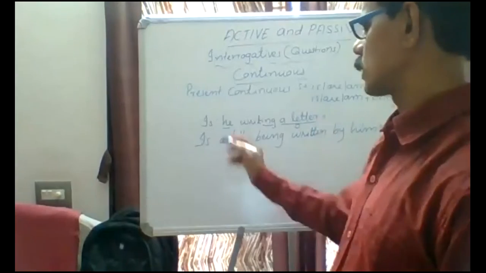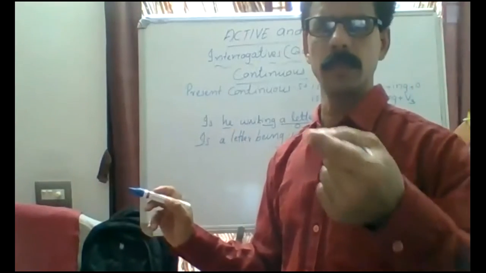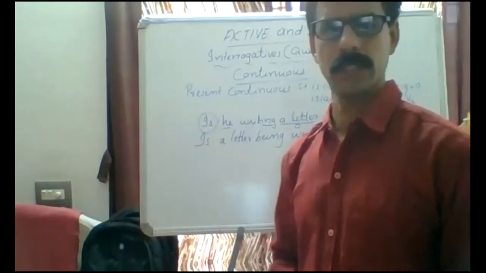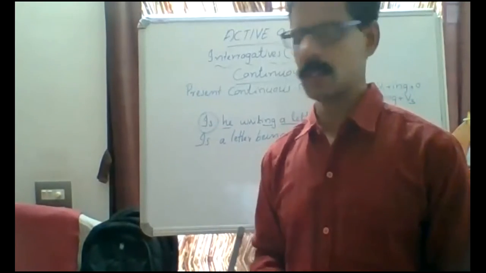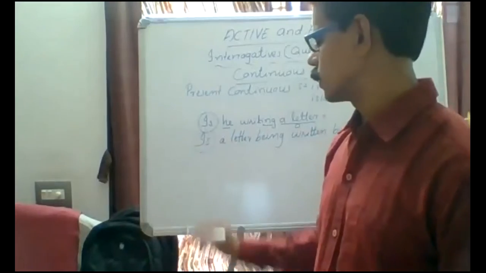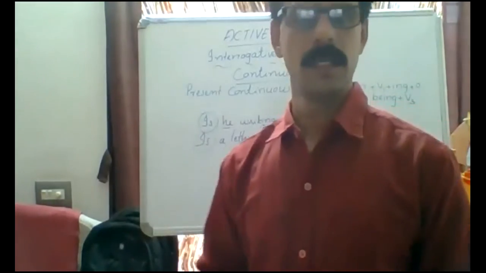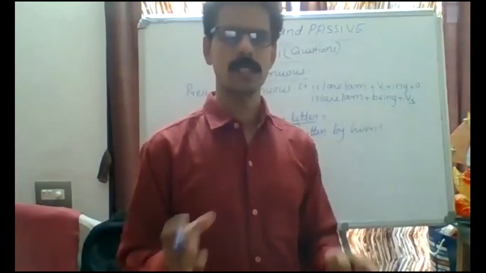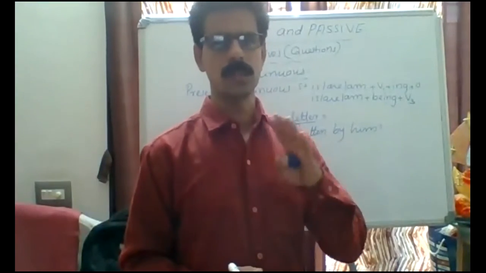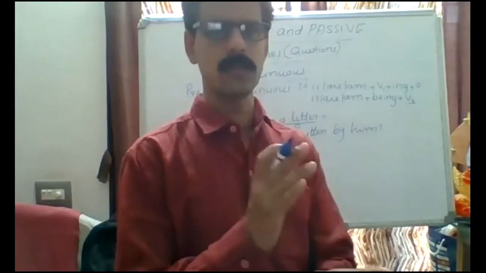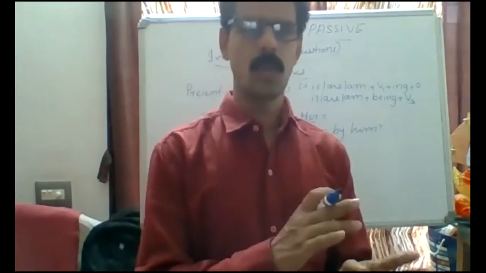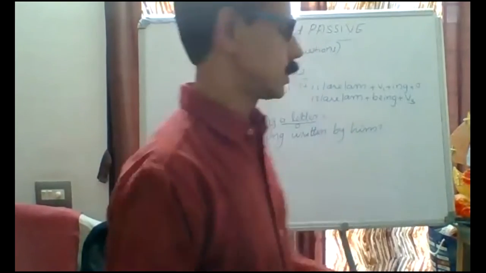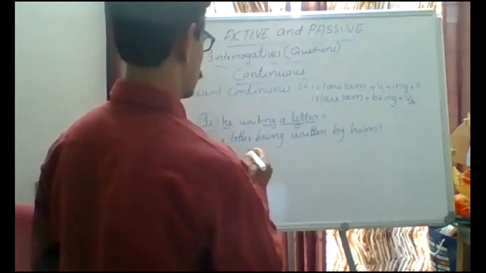For past tense, if we change the helping verb, it becomes past. Is changes into was. Then, past continuous in passive also: is changes into was. So to change present continuous into past continuous, is changes into was, are changes into were, am becomes was. This is the way of construction. So let us see past.